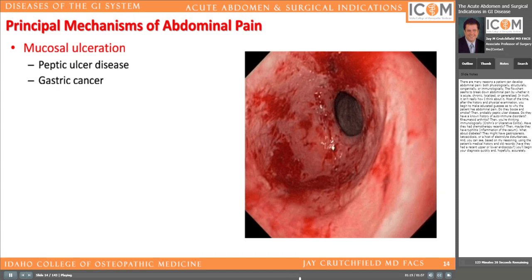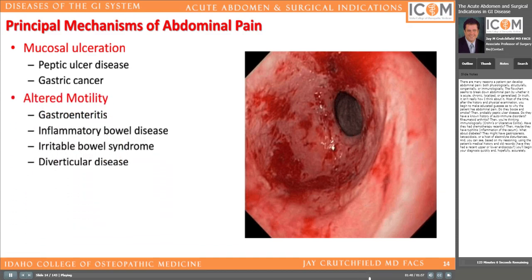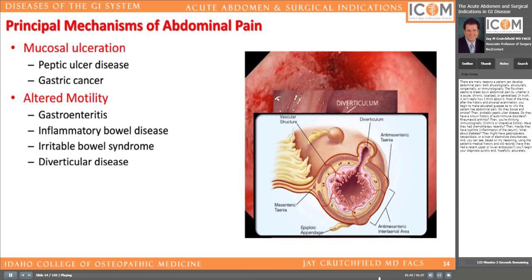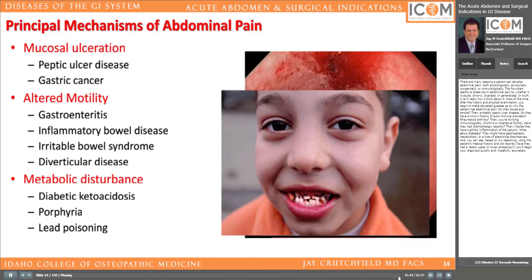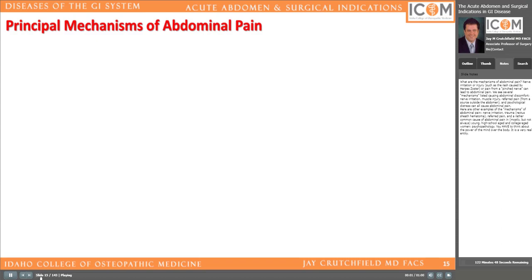Here we've listed some specific mechanisms for the development of abdominal pain. Mucosal ulceration, as in peptic ulcer disease or gastric cancer. Altered motility as a result of gastroenteritis, i.e. the stomach flu. Inflammatory bowel disease or irritable bowel syndrome. Even diverticular disease. And of course, as I mentioned, metabolic disturbances such as a patient who's in diabetic ketoacidosis, porphyria, lead poisoning, or even in odd rare cases, a blast crisis for a patient who is suffering an acute leukemic episode. Those are just a few of the mechanisms of abdominal pain causes.